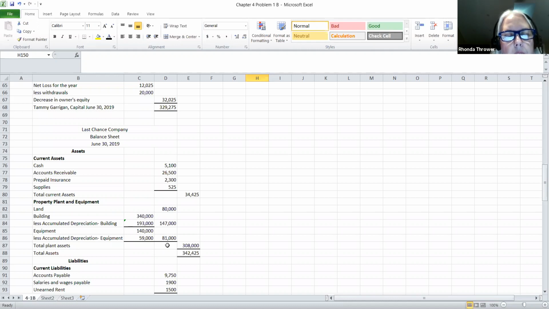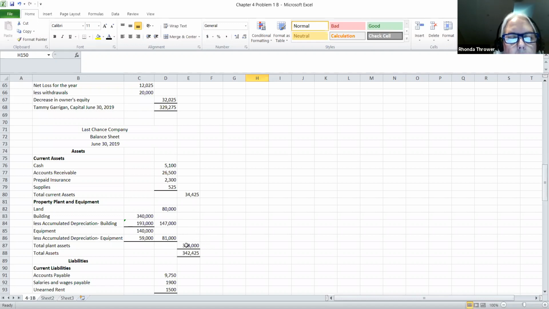Once we have written down all of our plant assets, we're going to total our plant assets. And the total of our plant assets is the cost of the land, the book value of the building, and the book value of the equipment combined. So this $308,000 is $80,000 plus $147,000 plus $81,000.